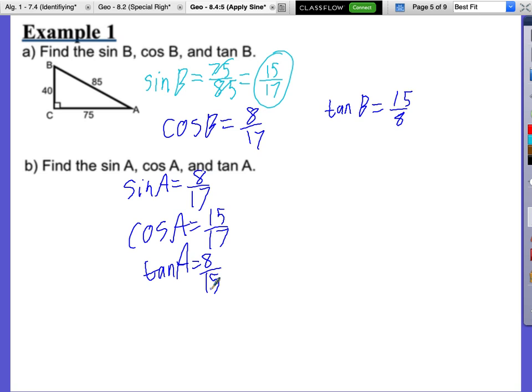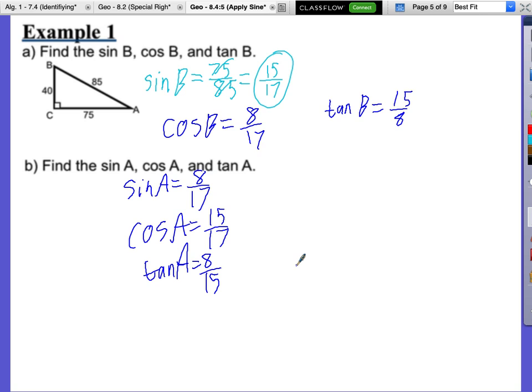And what do we notice about the tangents of these two? They're reciprocals of each other, okay? Here's how you say it. Reciprocal.